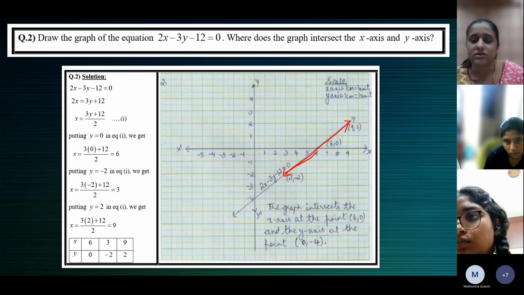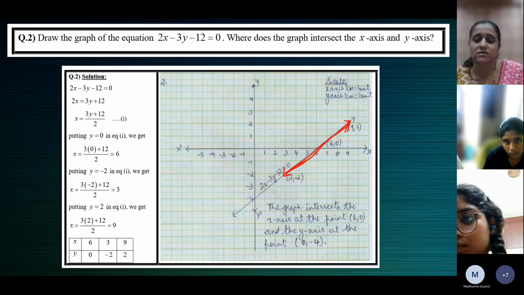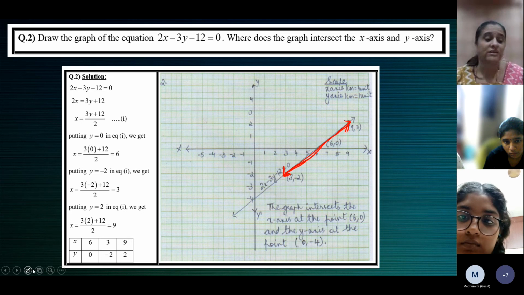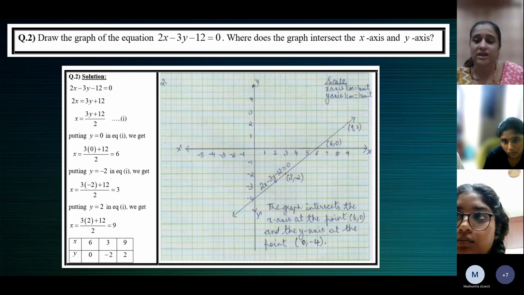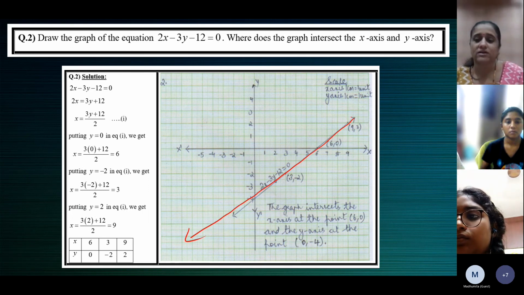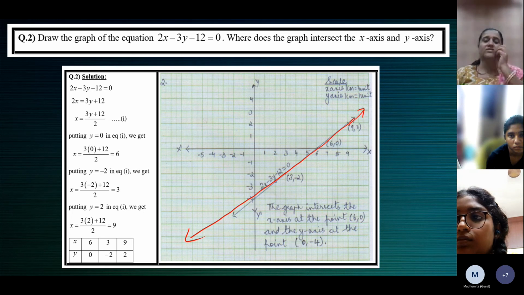Some children will just join the 3 points like this and leave it like this. And they'll say, my line did not cut the y-axis at all. No, you didn't produce the line. You should produce the line. It's a line. Be a little liberal. Pull the line. It will cut the x-axis and y-axis.